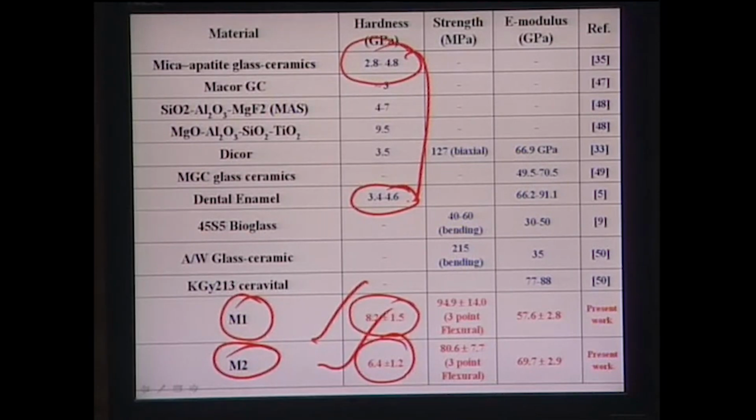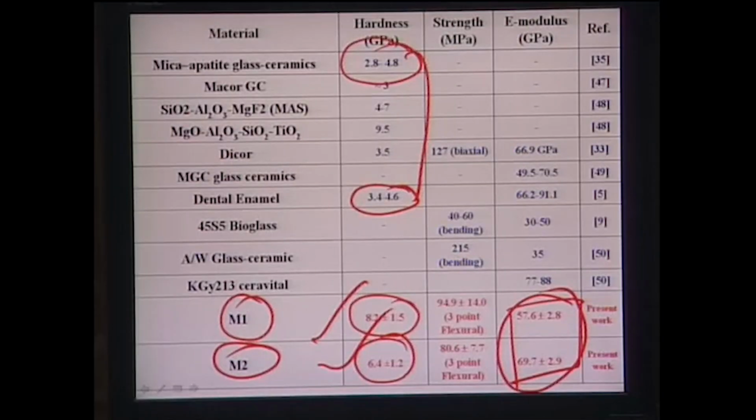Other things that you notice: in our glass ceramic materials, the elastic modulus is somewhere between 57 to 70 gigapascal, and the cortical bone elastic modulus is around 3 to 80 gigapascal. So our glass ceramic materials have an elastic modulus which is just sufficient for cortical bone replacement or hard tissue replacement. As far as the strength property is concerned, one can get strength in these materials up to 95 megapascal, and 95 megapascal strength is quite good if you consider the other materials, which are 40 to 60 or 215 megapascal.